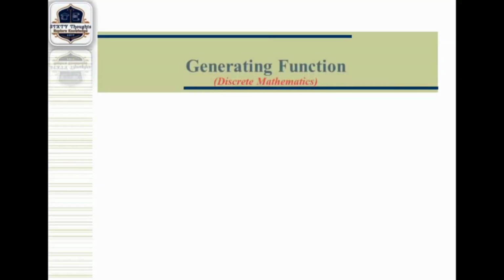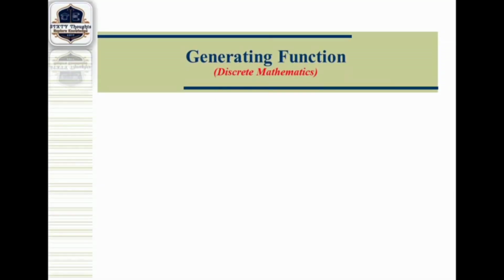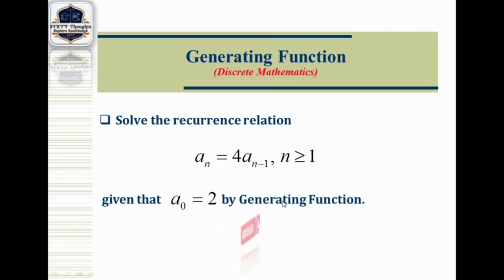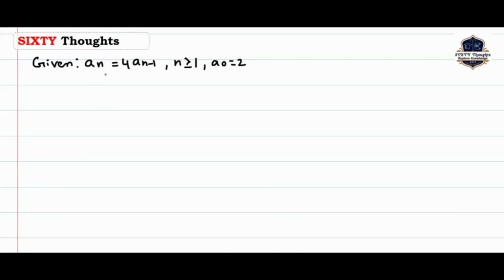Hello students, today we are going to solve one problem by using the generating function method. Let us solve the given recurrence relation a_n = 4a_{n-1}, n ≥ 1, and also given that a_0 = 2, by using generating function. Okay, what is given? a_n = 4a_{n-1}, n ≥ 1, and also given that a_0 = 2.